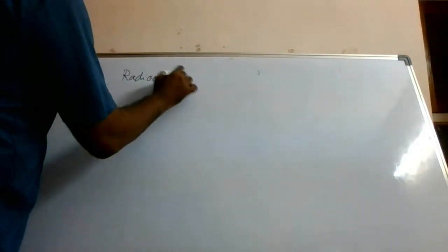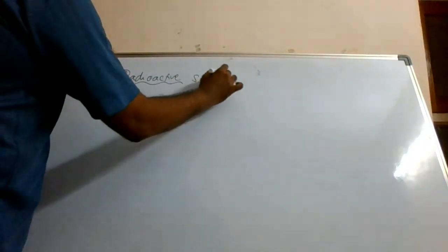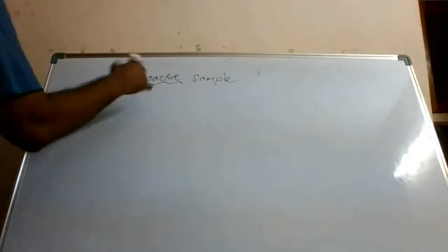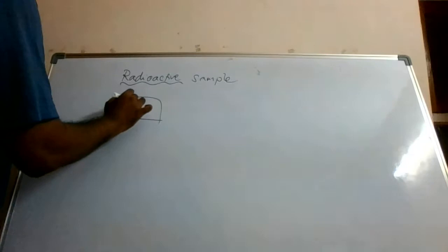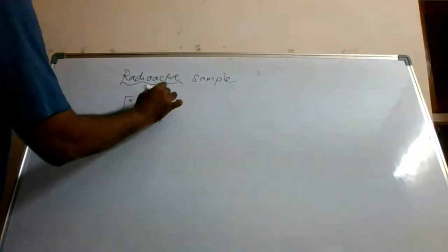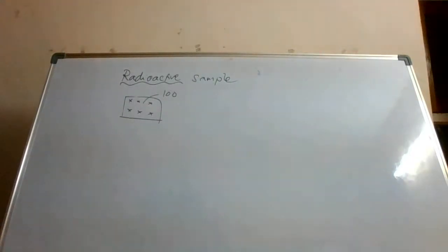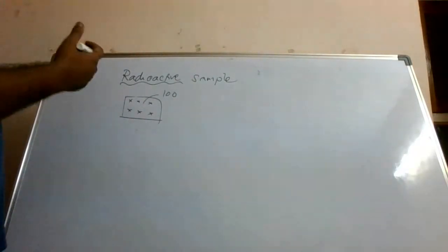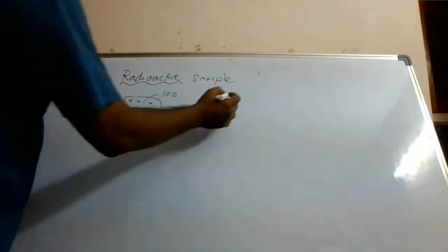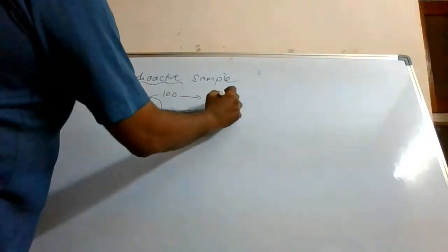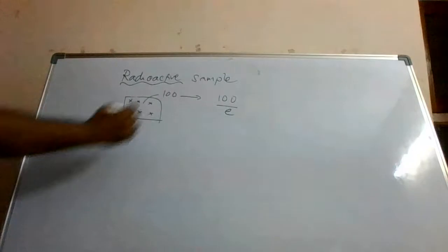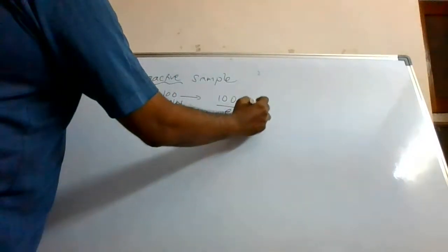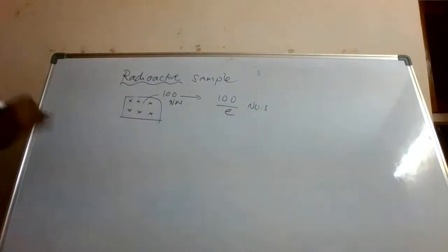Now let us say I take a radioactive sample. Let us say some sample is there. In this, there are 100 nuclei present, and as per the natural process of radioactivity, these are decaying. Now after some time, this 100 became 100 by e numbers. This is 100 numbers and this is 100 by e numbers. It must have taken some time, T.